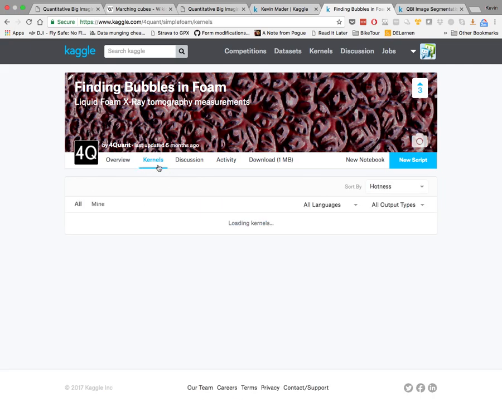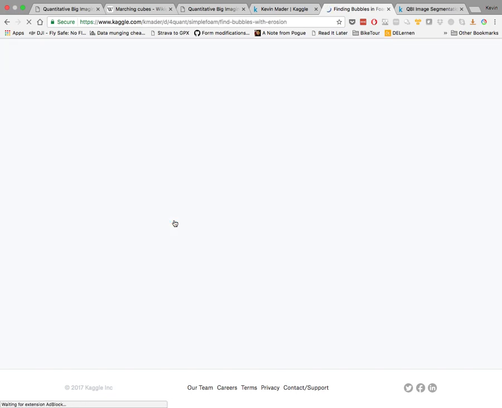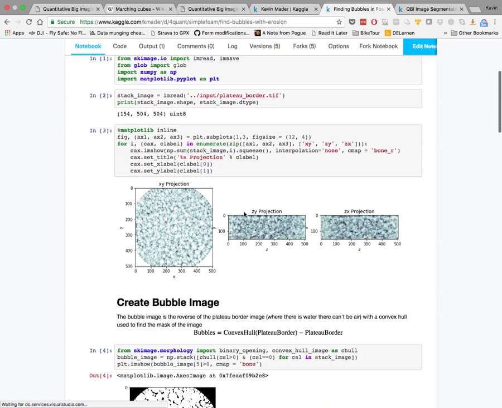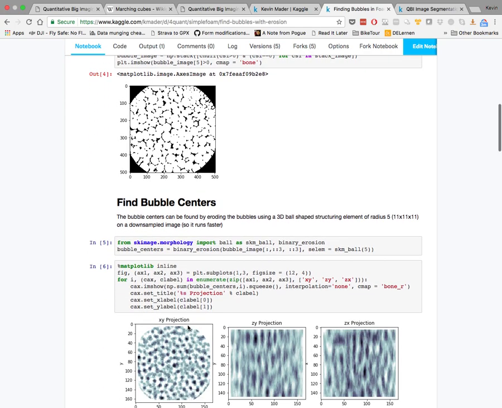And then if you go to kernels, finding bubbles with erosion. And so that's very similar to this threshold idea. And so here what we have is a foam object. This is what it looks like. So this is very similar to the sample I showed before in the slides.